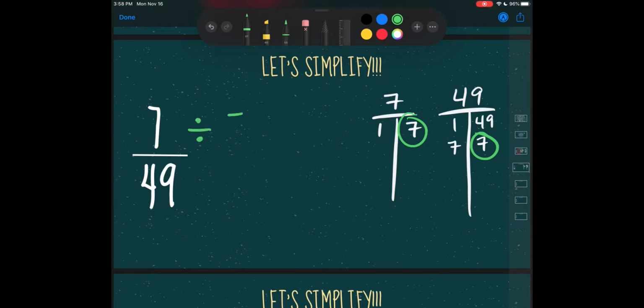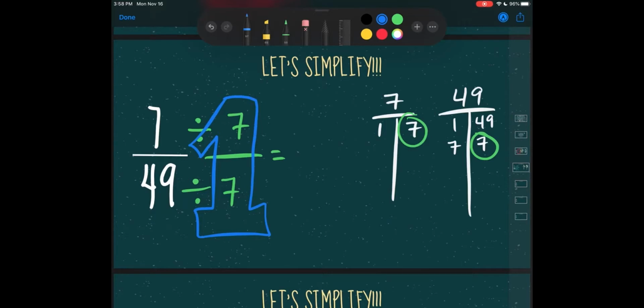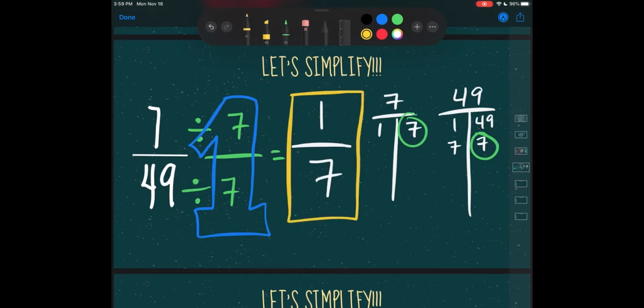So since they do have 7 in common, I can divide both of these numbers by 7. So I'll do 7 divided by 7, and I'll also do 49 divided by 7. Remember, this works because when I do 7 over 7, I'm basically dividing by 1. So it keeps it proportional, right? 7 over 7 is 1 whole. When I'm dividing by 1, my number stays the same. But since we're writing 1 a little differently, it changes the way my number looks. So 7 divided by 7 is 1. 49 divided by 7 is 7. So our simplified fraction is 1/7.